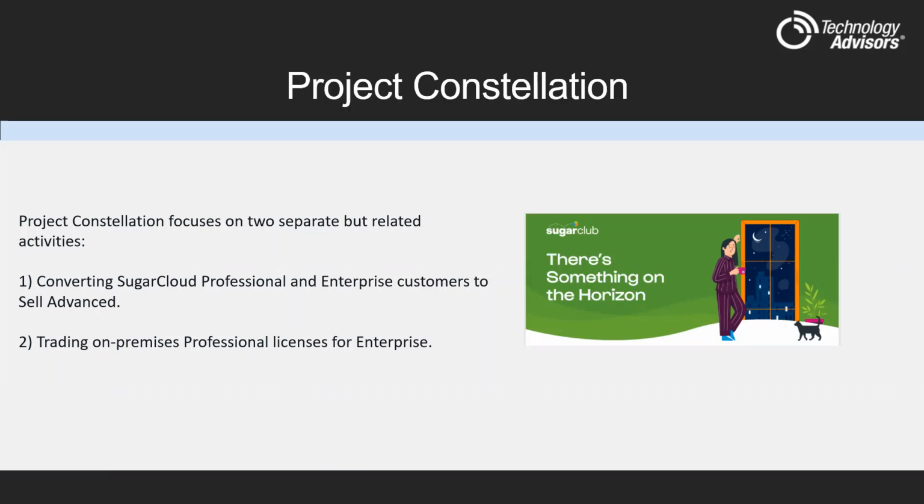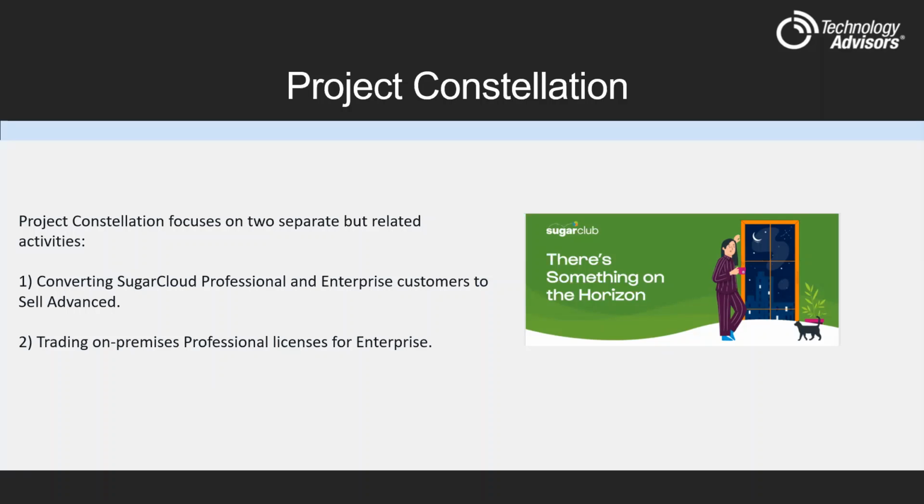So Sugar has announced Project Constellation. Customer outreach has already begun. If you are a system administrator, you have likely already received a few emails about these upcoming license conversions. There will be a series of emails depending on what product suite you're on today, so keep on the lookout. All of those emails are going to have the header "there's something on the horizon."